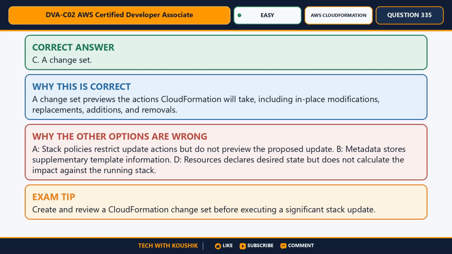The correct answer is C, a change set. Here is why. A change set previews the actions CloudFormation will take, including in-place modifications, replacements, additions, and removals. Why are the other options not correct?